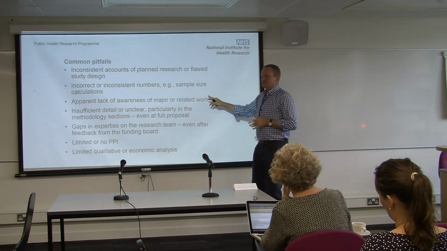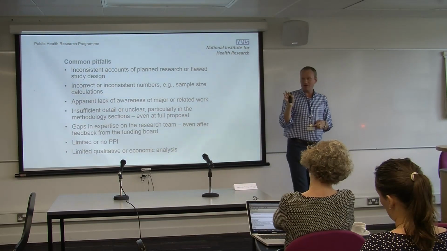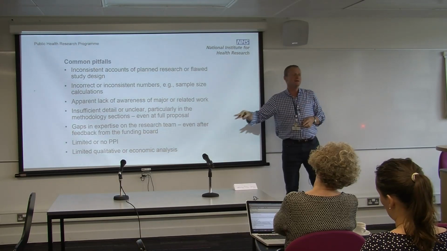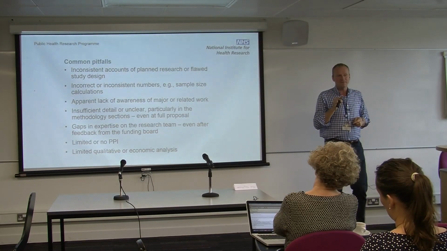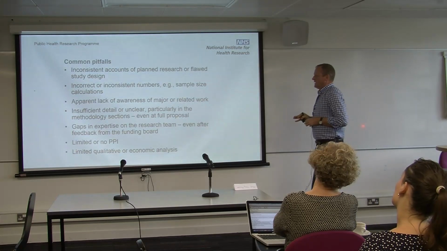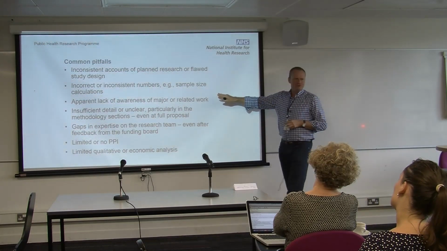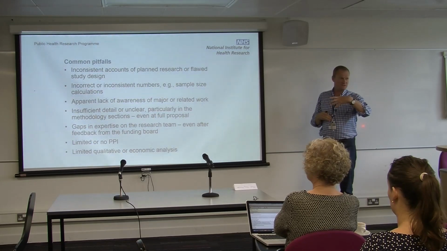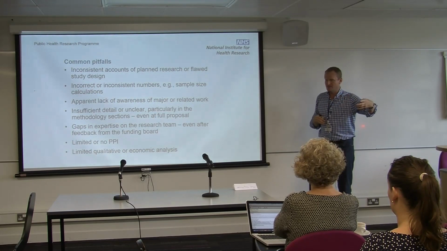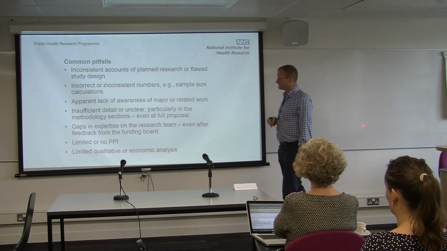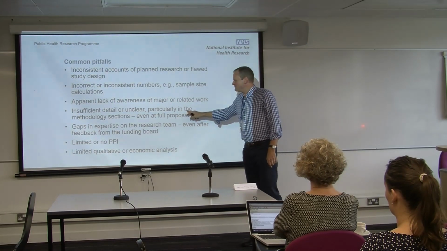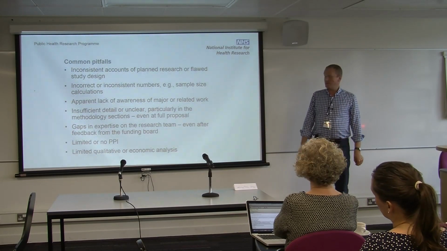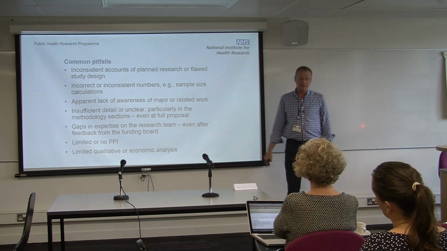It's always a problem if there is a major piece of work that has covered an area that you're interested in that is not cited. And bearing in mind the panel there, if there is a piece of work that exists, they're probably aware of it. So make sure you've covered all the most relevant recent literature related to the work. And often we'll check to see if anyone else is doing something that you're planning to do to make sure it's distinct. Well, I do. Insufficient detail or unclear, particularly in the methodology sections, even at full proposal stage, this can happen.